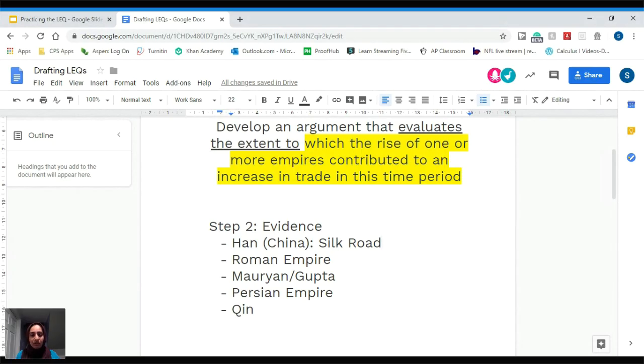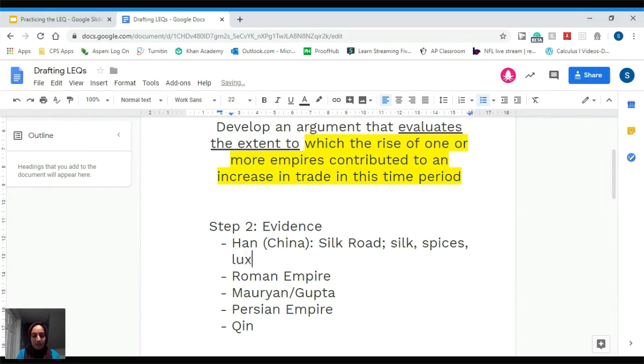What was traded on the Silk Road? Besides obviously silk, what was traded? We could say silk, spices. What else do you guys have that they traded? Luxury goods, definitely. Good. Luxury goods. I'll probably include porcelain, all of this.